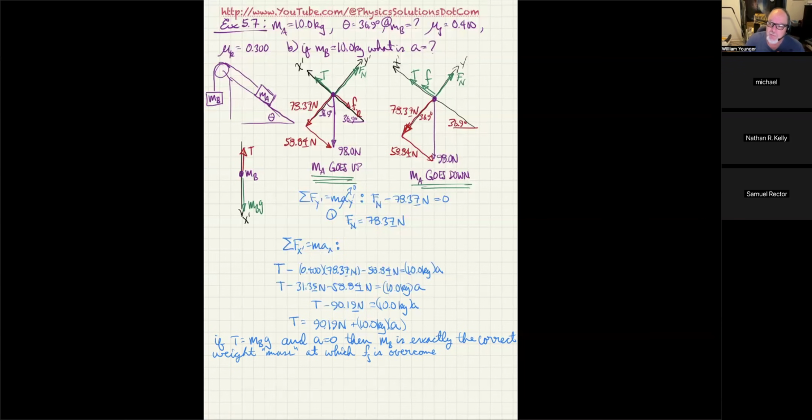We want to know what's the minimum mass at which it makes it move up the incline and what's the maximum mass at which it doesn't allow it to move down the incline. So we've now done that. All we have to do is say T is equal to mB times g is equal to, since a is equal to zero, and that's because of this part right here. Oops, I wanted to show that in red. Because of that, we're going to say mBg is equal to just the 90.19 newtons.